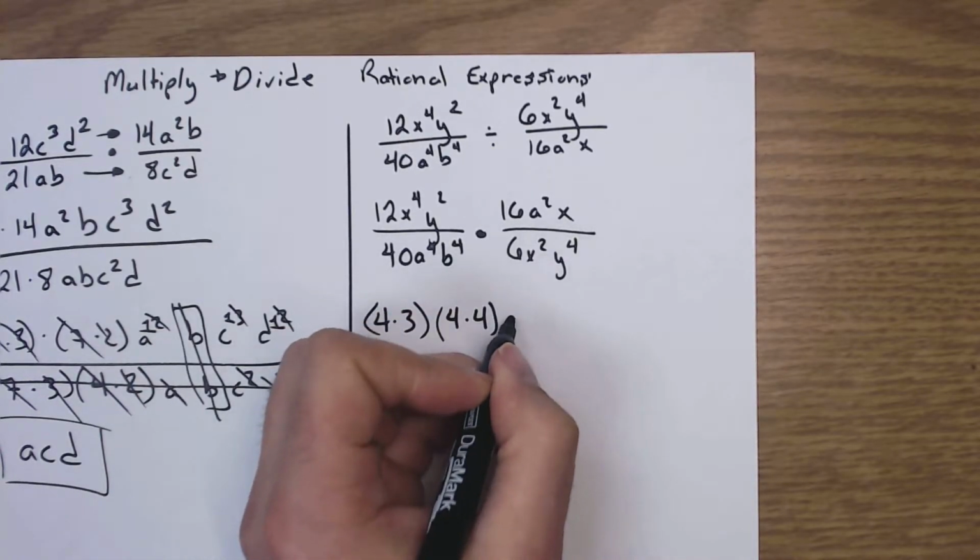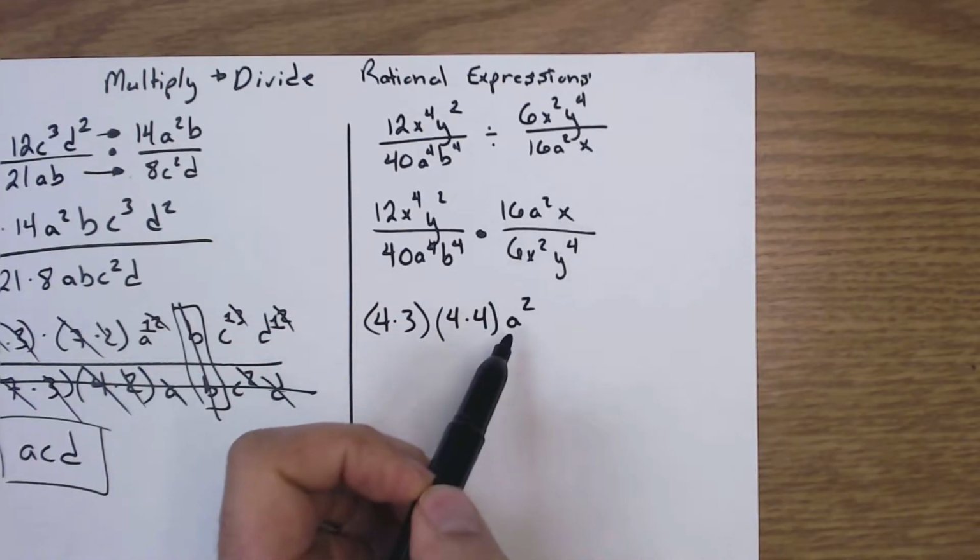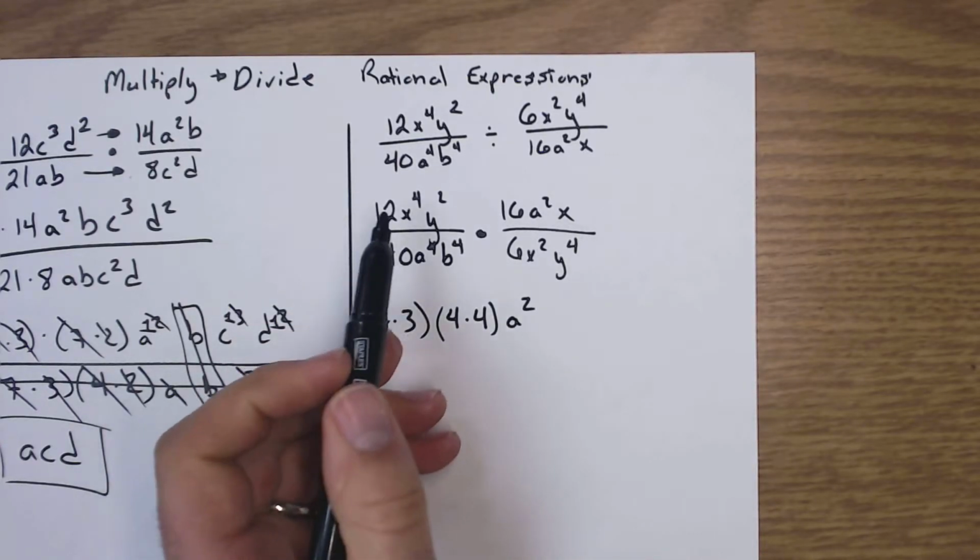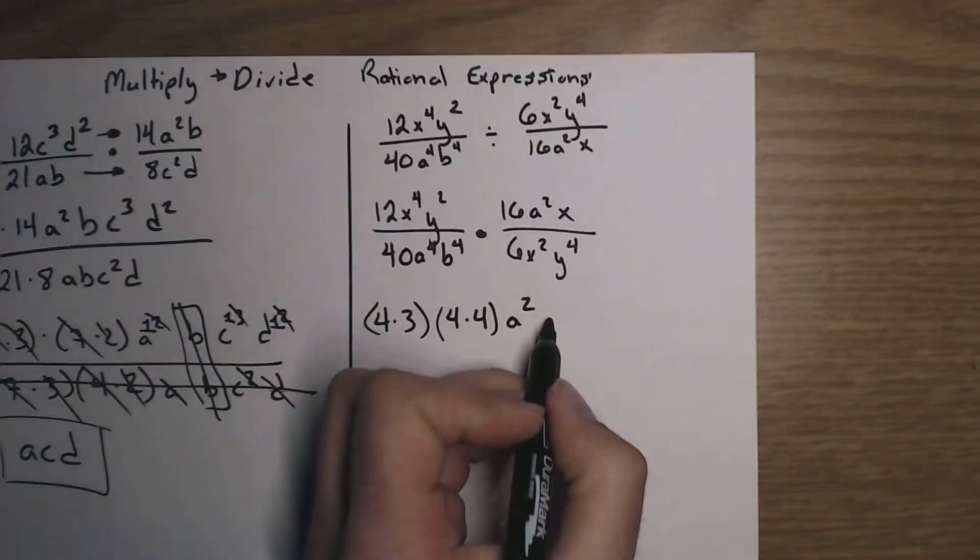Then I'm going to put my a squared first because I'm just enough obsessive compulsive that I like that first. Then I'm going to put my x's because, again, why not make it alphabetical?